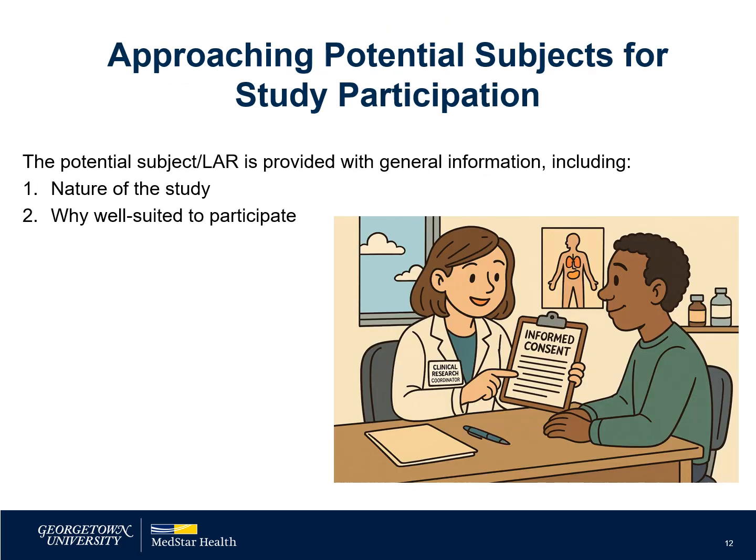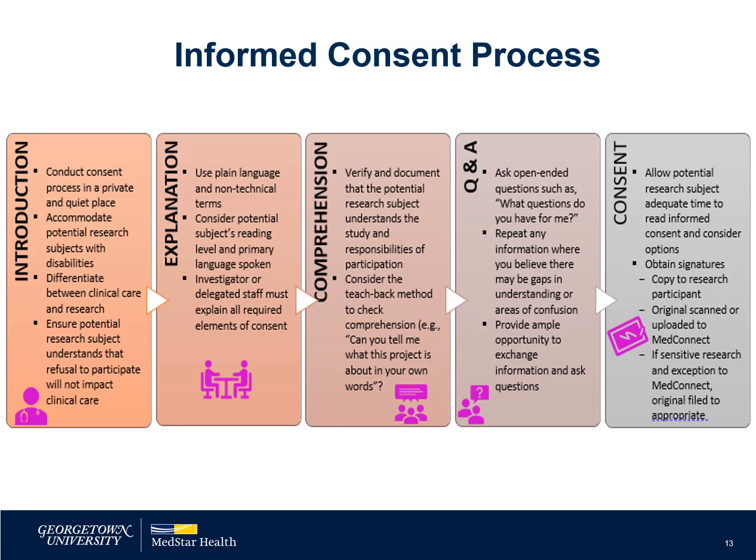There are important considerations in approaching potential subjects for study participation. The potential subject, or legally authorized representative, if appropriate, is provided with general information about the nature of the study and why they might be suited to participate. Recruitment flyers, websites, and telephone scripts may be a part of this process. Once you have fulfilled all the prerequisite requirements, you can move on to actively performing the informed consent process. As you can see in the figure, there are 5 recommended steps in the informed consent process. Let's go over each step of the process together.